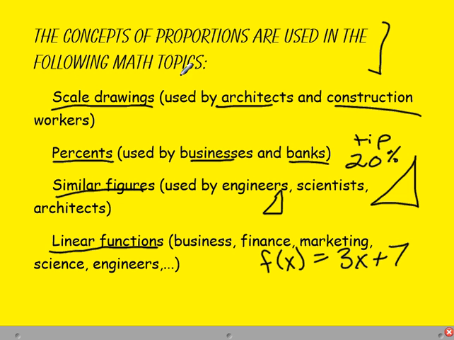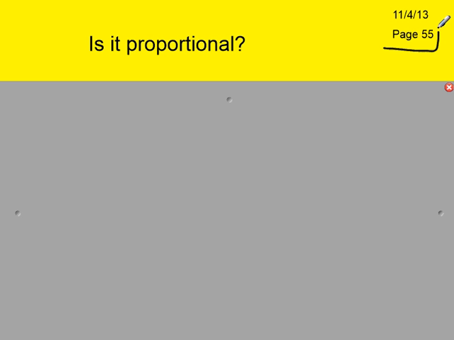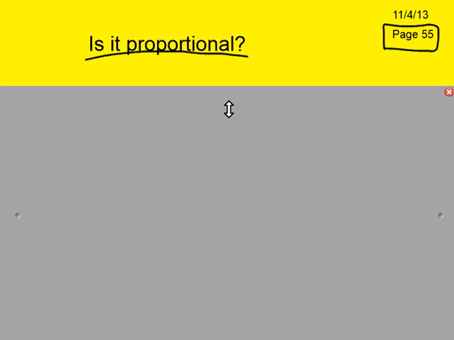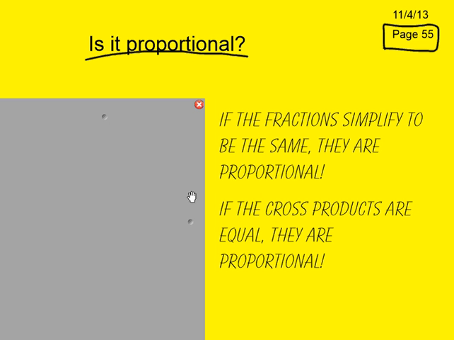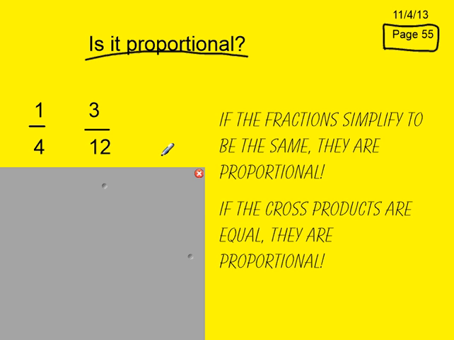Once you're done writing all of that down, we're going to go to the next page of our notebook. This should be page 55. The date, once again, is November 4th. And what's going to be on this page is figuring out if something is proportional. So I have over here on the side a way you can tell if two fractions or two ratios are proportional. We talked about ratios in class today.